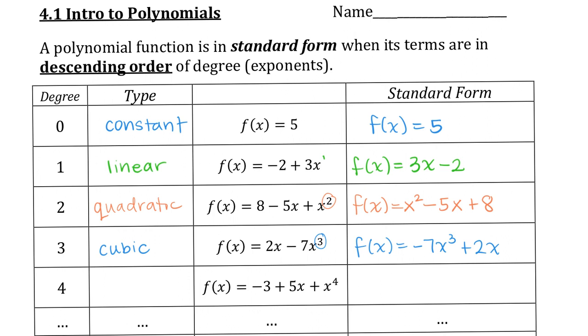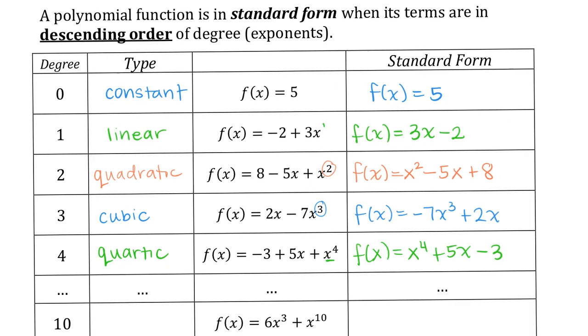Okay, degree 4, we have not named this before, but this is a quartic. Okay, quartics, when the highest degree is 4, the highest exponent, which in this case is this one. And when I rewrite this in standard form, highest exponent is x to the 4th. There's no x cubed, there's no x squared, so the next one is 5x. And then the -3 is last.